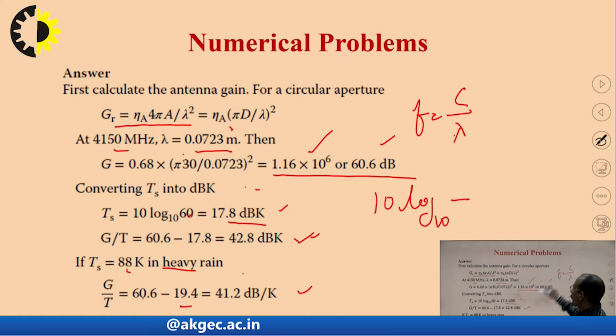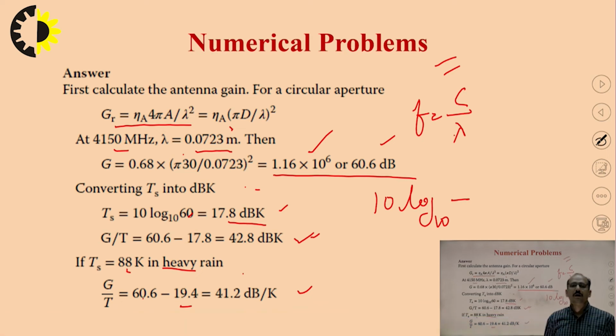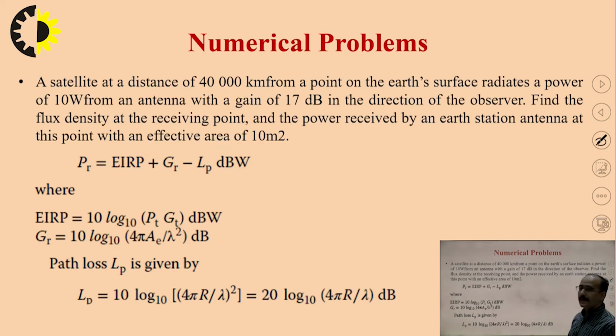This is a very important numerical which came in a previous university examination. So you have to know all these small formulas with the diameter and all, and you can use them for these problems. Then the next numerical, which is also very important because this satellite equation in dBW is used very widely. So what is our numerical?